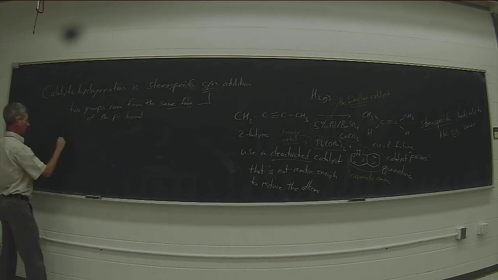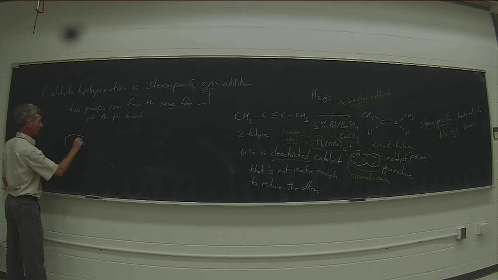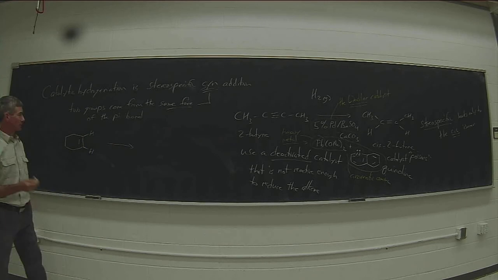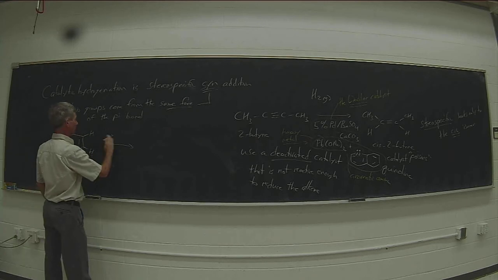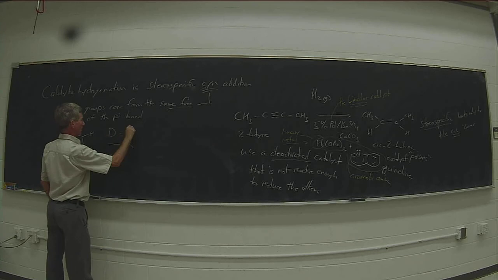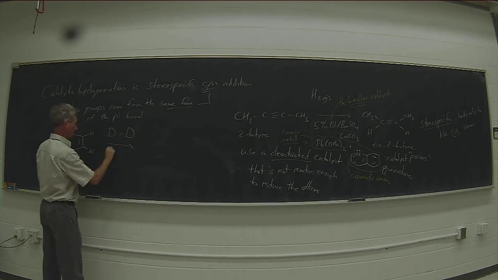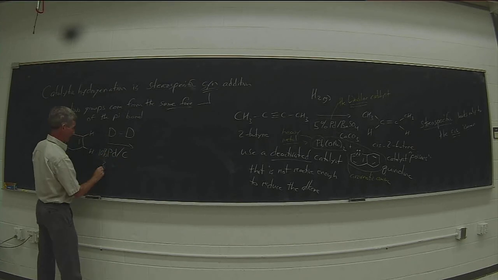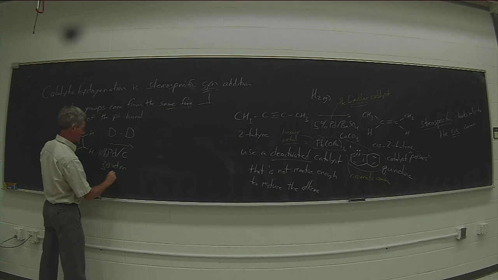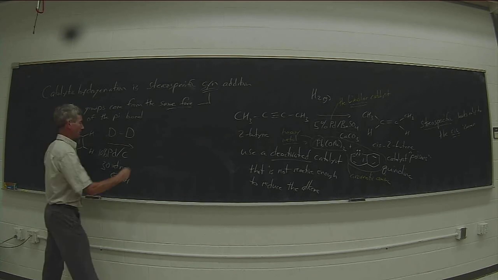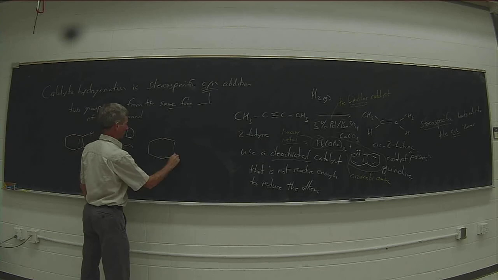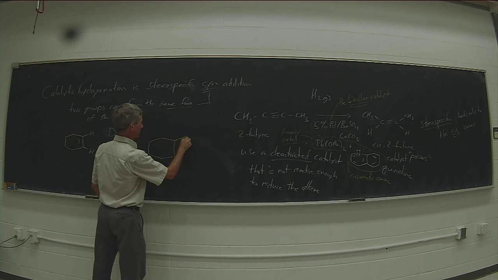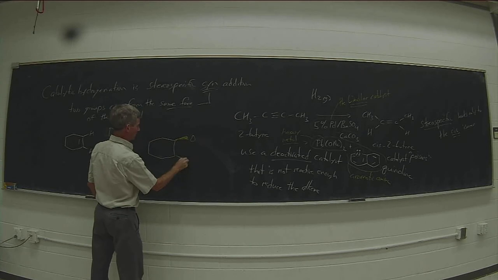So if we were to take cyclohexene, and instead of reacting it with hydrogen gas, we were to react it with deuterium gas, D2, under the usual catalytic conditions, 10% palladium on carbon, increased pressure, ethanol as solvent, we would end up with a molecule that had the two deuteriums cis to one another.